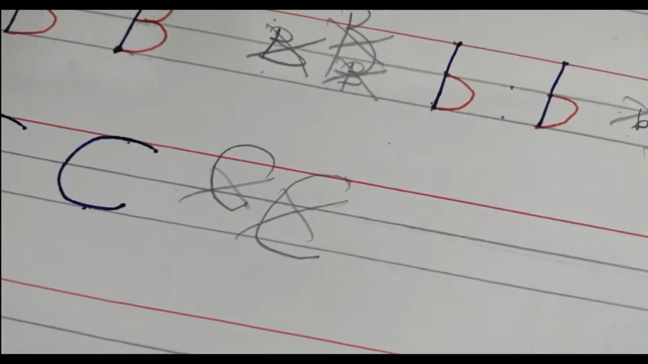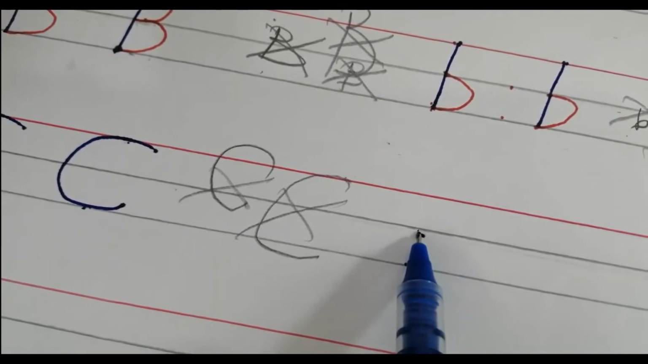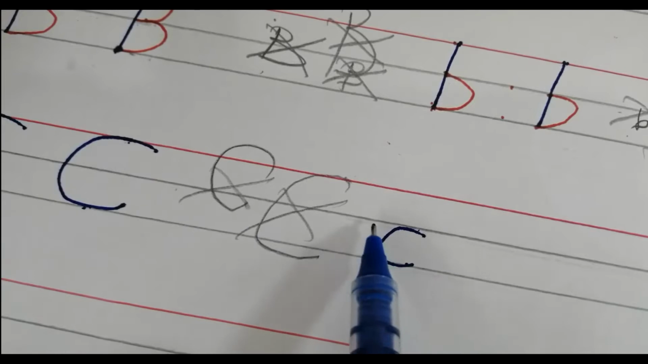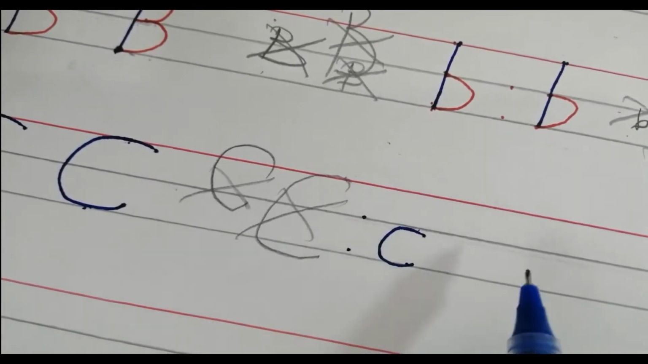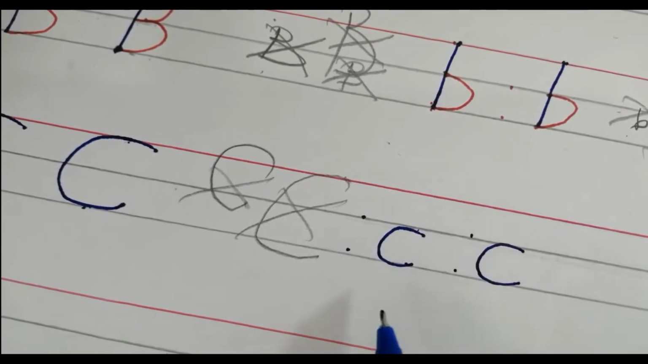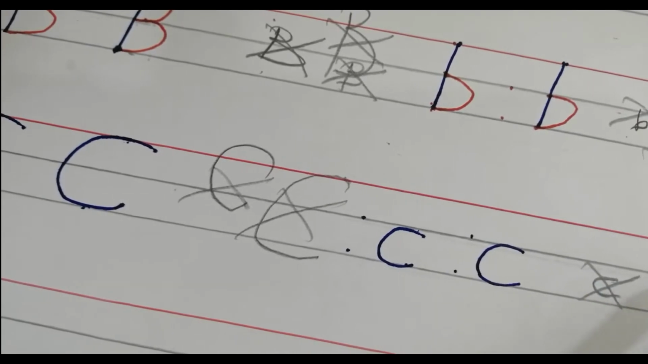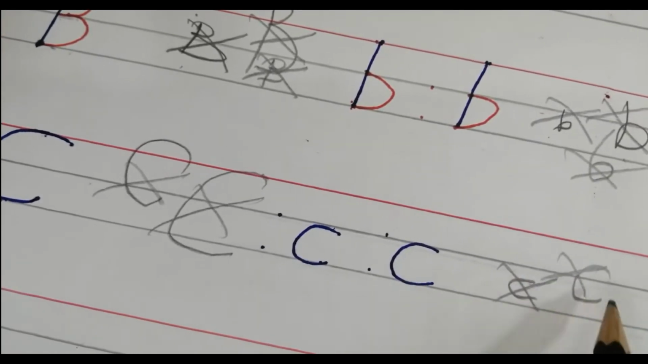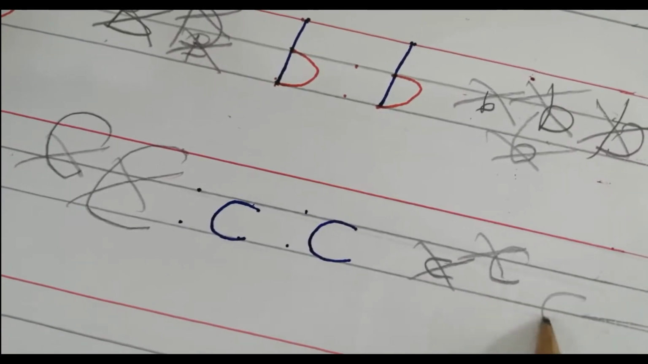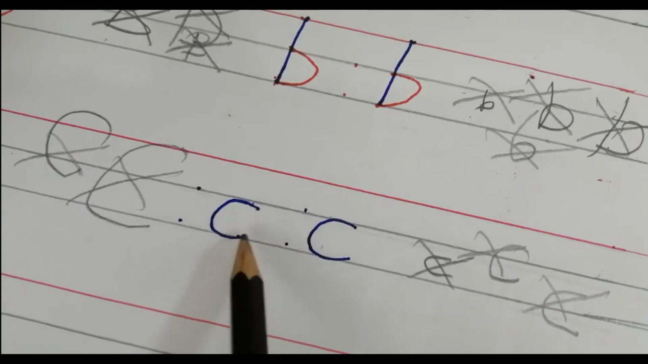How to write the small one? The small one is very simple, between line 2 and line 3. Line 2, line 3. So it's not acceptable to write it between here like that. Not acceptable, a small one like that, not acceptable. It must be between line 2 and line 3.